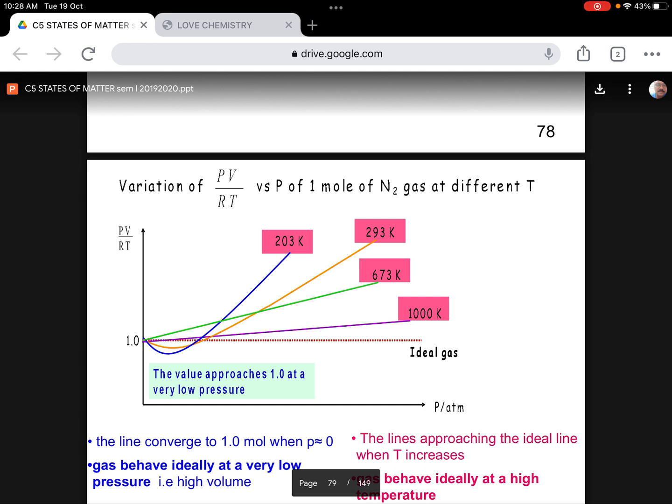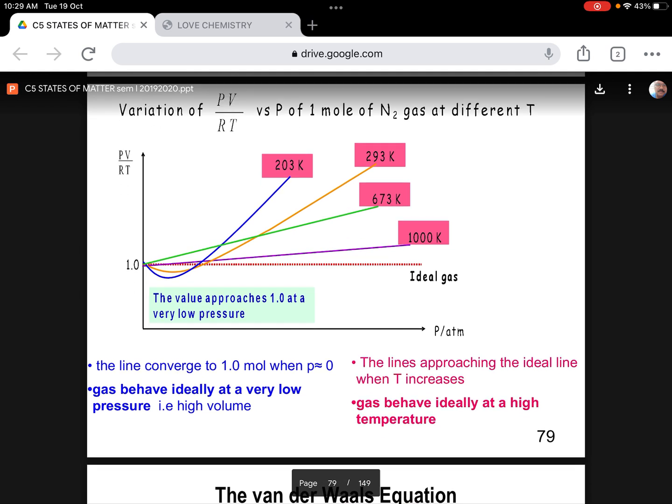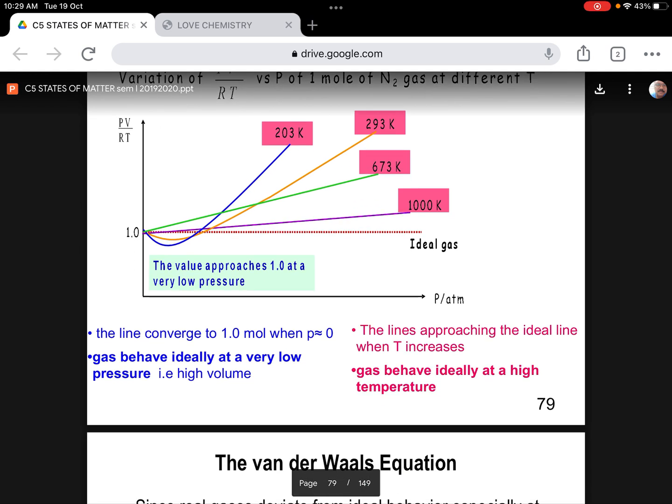If we take 203 Kelvin, then at low pressure it is almost ideal, but as the pressure increases, it deviates very far from the ideal gas. Same goes for 293 Kelvin and 673 Kelvin. As the pressure increases, they deviate significantly from ideal gas, because at high pressure, real gas do not behave ideally, which I explained in my previous slide. The line converges to 1.0 when the pressure is approximately 0.